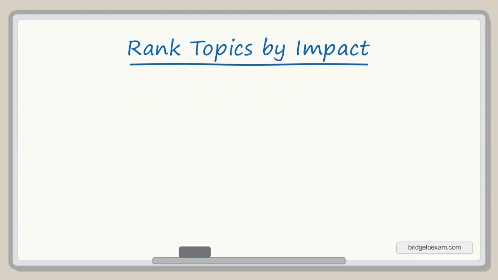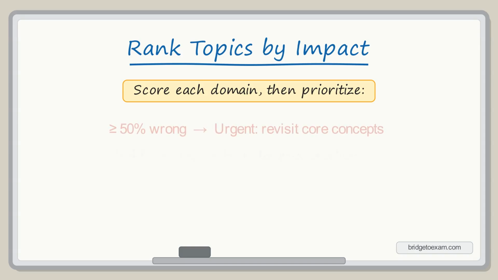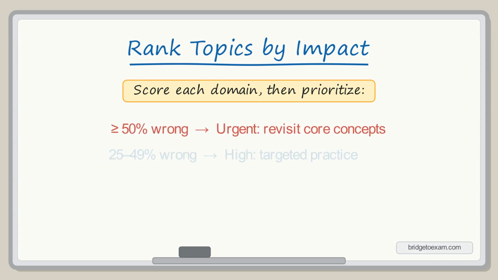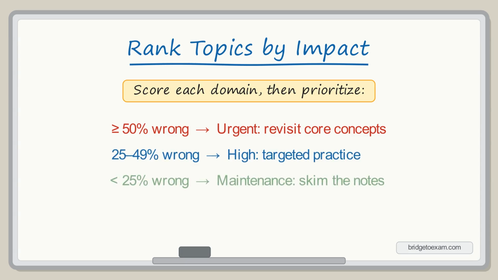Next, score your midterm by domain: algebra, advanced math, data, and geometry. Then rank where to spend your time. If you missed half or more of a domain, that's urgent. Revisit the core concepts this week. 25 to 50% is high priority. Do targeted practice. Under 25% is just maintenance, a quick skim. Spend your time where the misses are.